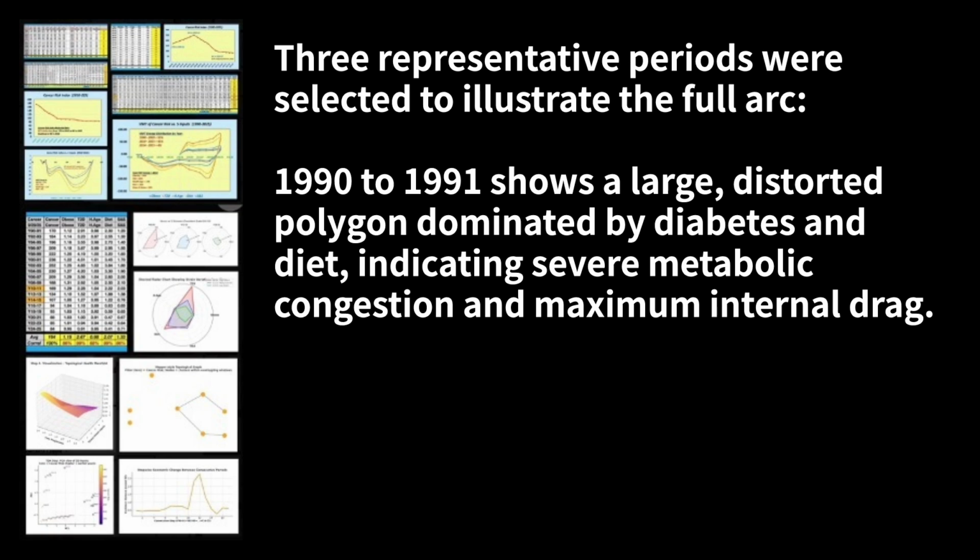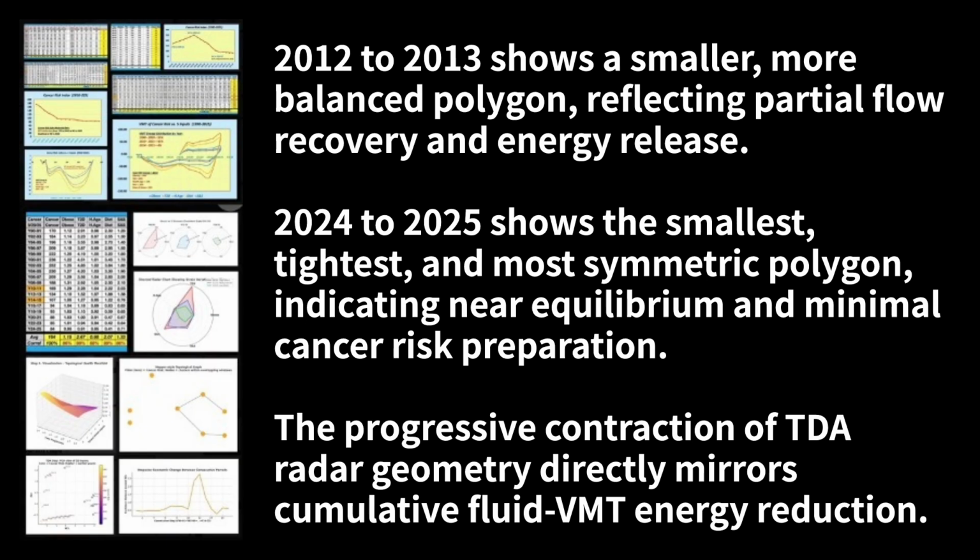From 1990 to 1991 shows a large, distorted polygon dominated by diabetes and diet, indicating severe metabolic congestion and maximum internal drag. From 2012 to 2013 shows a smaller, more balanced polygon, reflecting partial flow recovery and energy release. From 2024 to 2025 shows the smallest, tightest, and most symmetric polygon, indicating near equilibrium and minimal cancer risk preparation. The progressive contraction of TDA radar geometry directly mirrors cumulative fluid-VMT energy reduction.